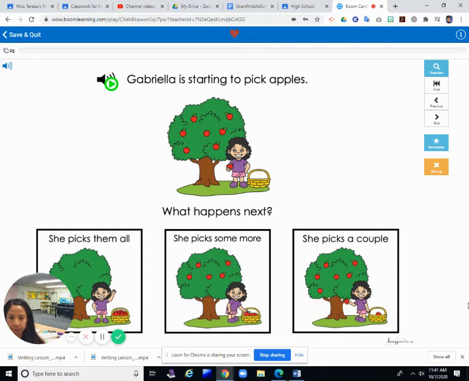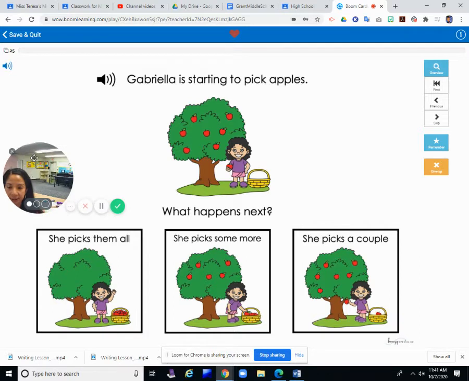Gabriella is starting to pick apples. What happens next? Okay, so it's going to give you a picture and a little short story. This one is Gabriella is starting to pick apples, and then you have to say what happens next. She picks them all, she picks some more, or she picks a couple. What do you think is next? After starting to pick apples, does she pick them all?